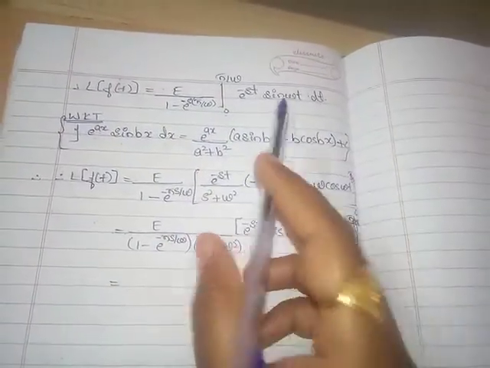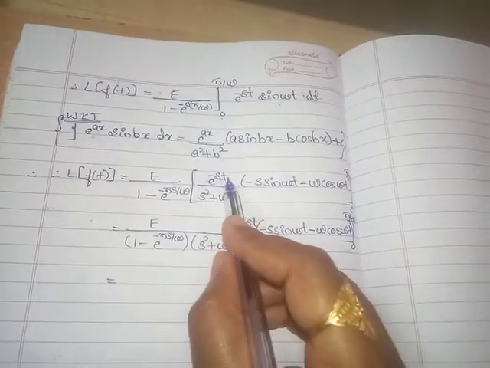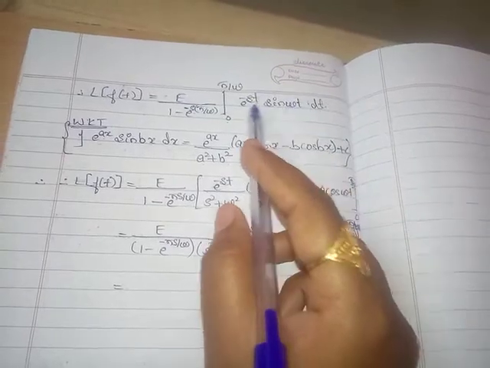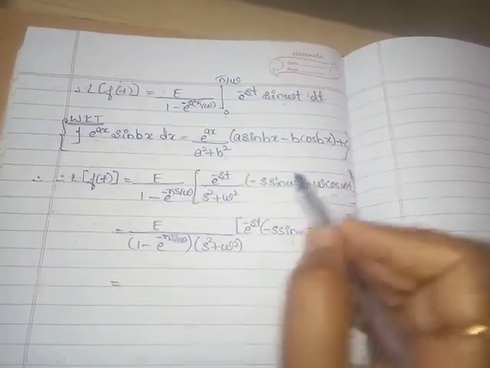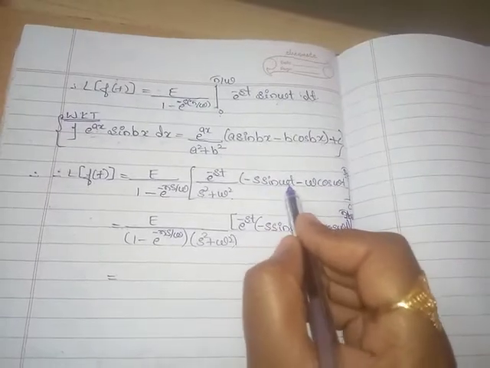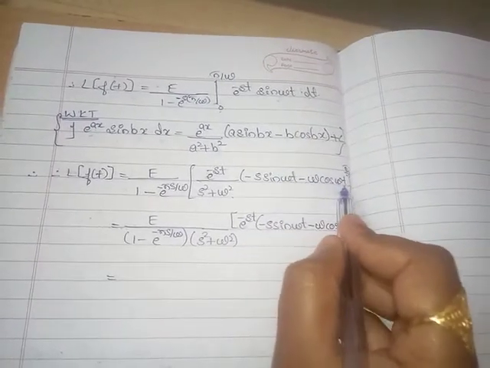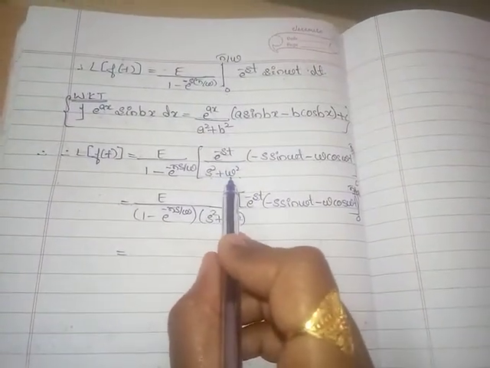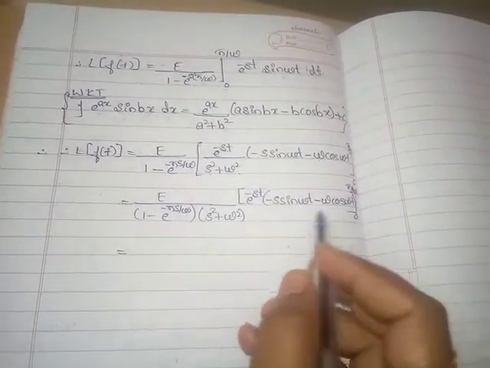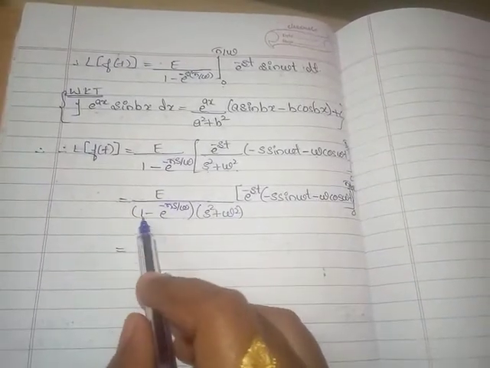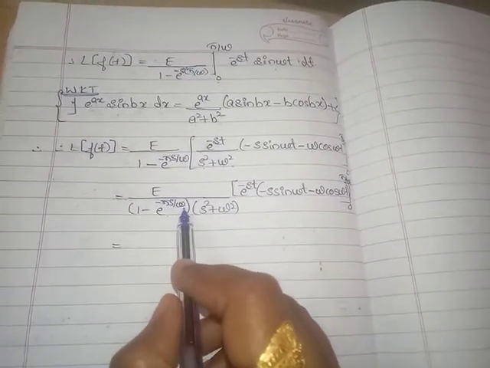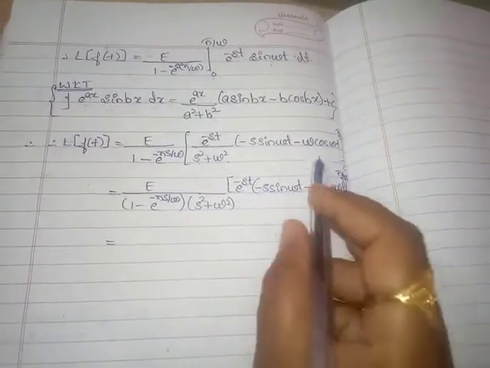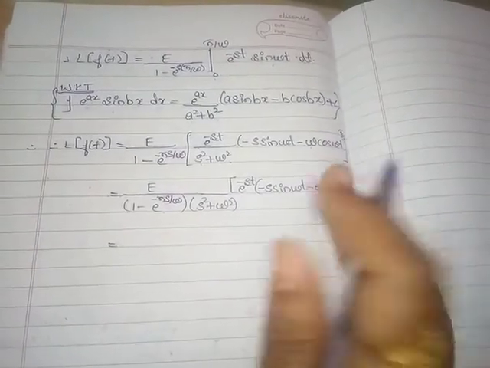For this one we have e raised to minus st divided by, a value is minus s, b value is omega here, minus s square is s square plus omega square, and minus s sin omega t minus omega cos omega t, limits from 0 to pi by omega. Now s square plus omega square is constant, take it outside from the limits. We have e divided by 1 minus e raised to minus s pi divided by omega into s square plus omega square e raised to minus st, and this term is as it is, limits from 0 to pi by omega.